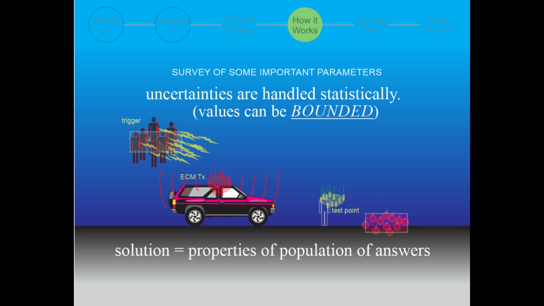And the solution that we're finally going to get out of this device is essentially the properties of the population of answers. And from information theory, that's just as good as you can get. If you can figure out where the triggerman is, or any of these things, you can shrink those uncertainties down in those areas where you can get specific information. But you're still going to do the same essential process of calculating the statistical properties of a population of answers.